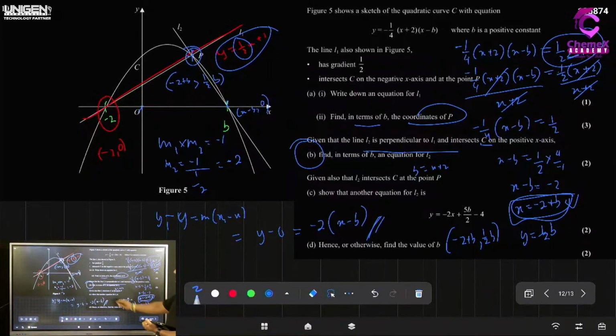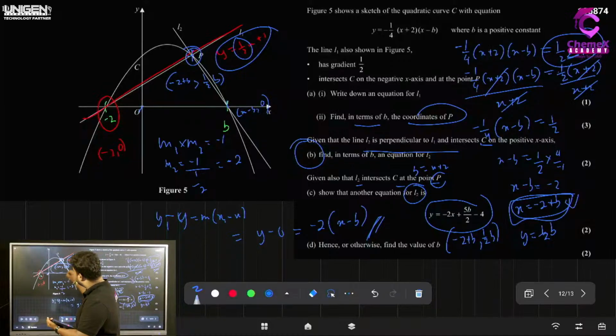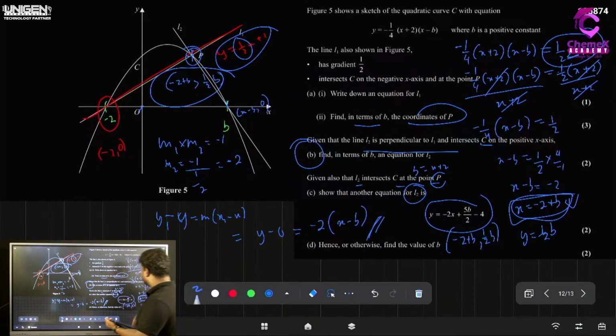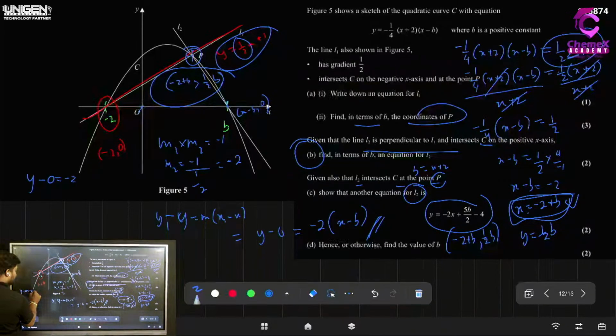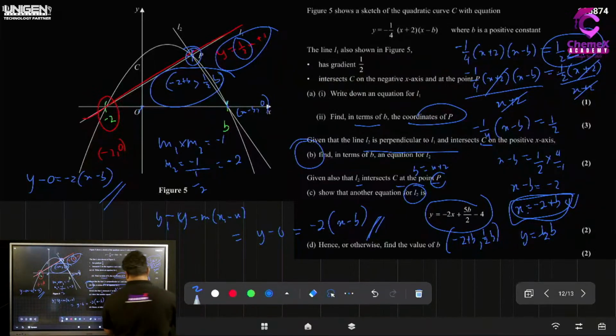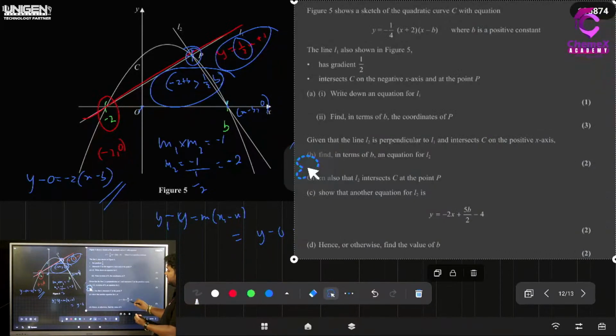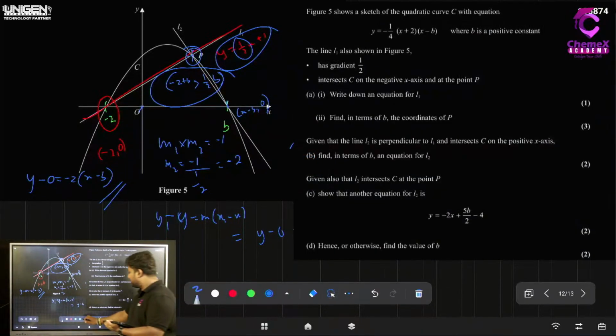Given also L2 intersects C at point P, show that another equation for L2 is this. How do you do it? It also intersects at P, which means we found this coordinate, right? Let's write this equation on one side: y minus 0 equals minus 2 bracket x minus b. That's the previous answer you got. Now thinking about part D, I'm going to solve it.